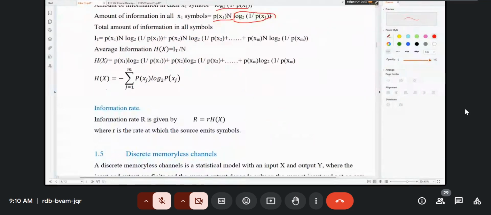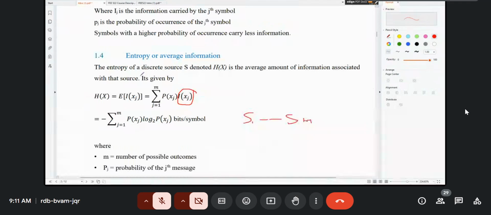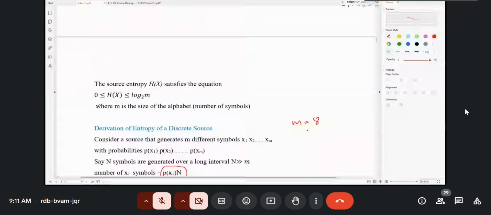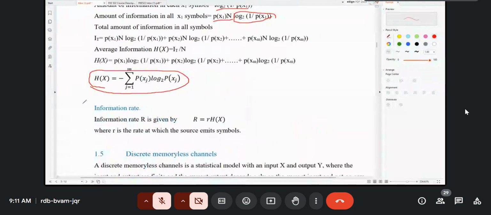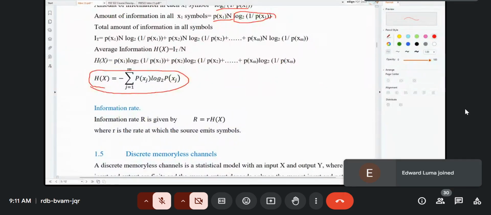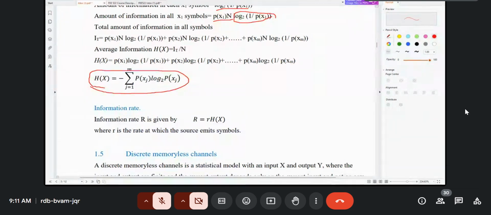So we are showing that actually that is the formula for entropy. Any question? Any question? I've been talking. It's an opportunity for you to ask questions if you didn't understand. If it is clear, that's good.